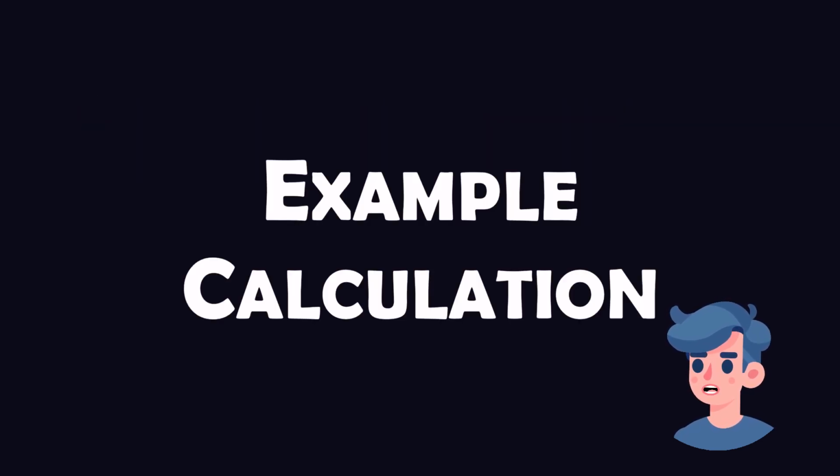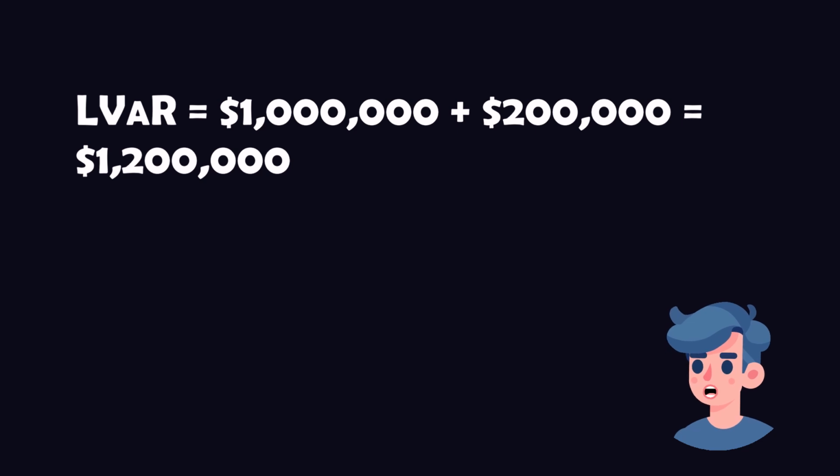Let's go through an example. Assume we have a portfolio with a one-day 99% VaR of $1 million. This means there is a 1% chance of the portfolio losing more than $1 million in one day. Now, if the liquidity spread for the assets in this portfolio is $200,000, the LVAR would be $1.2 million.